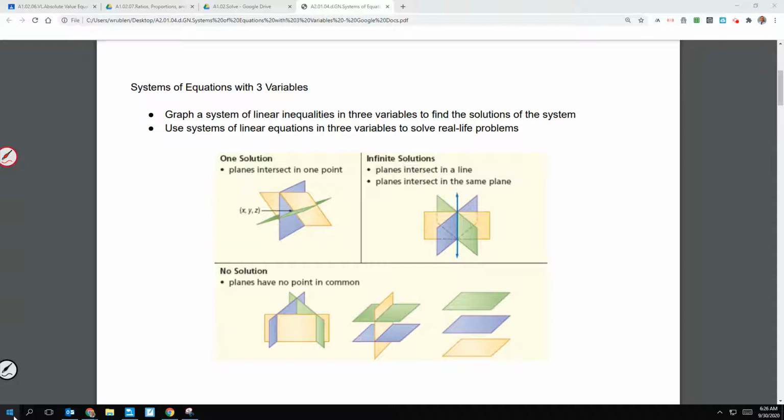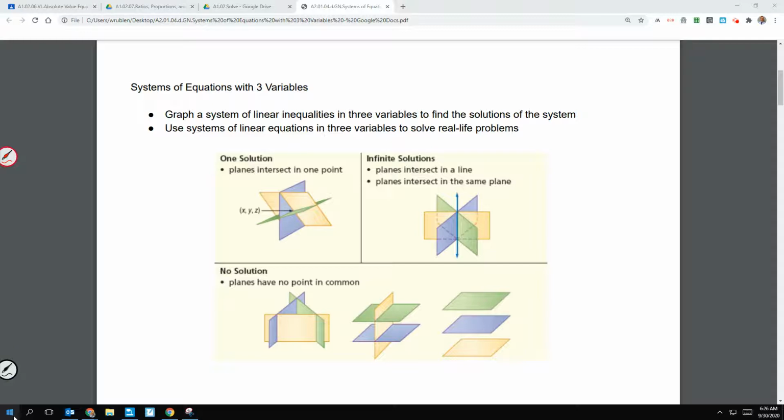And when we were dealing with systems of equations with two variables, we had three possible solutions. We have one solution where the lines intersected. We have infinite solutions where the lines were overlapping or they were the same line. And then we had no solution where the lines were parallel to each other and never intersected. Well, that's going to be the same thing here.